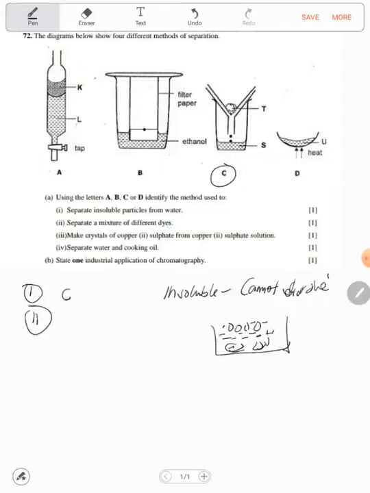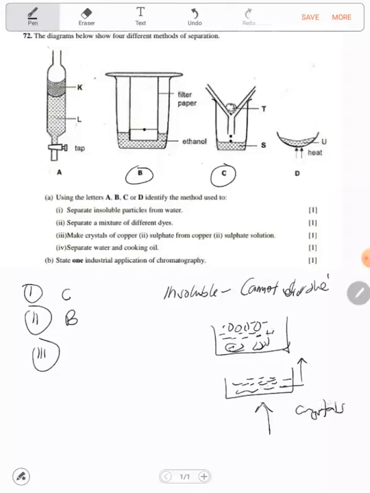Separate a mixture of different dyes. Different dyes can only be separated by chromatography. That's B. And 3, make crystals of copper 2 sulfate from copper 2 sulfate solution. You have a solution of copper 2 sulfate here, and they want you to make crystals from it. So you heat the solution so that it can crystallize and form crystals. So you use crystallization, which is here at D.